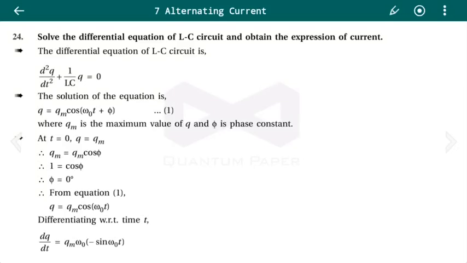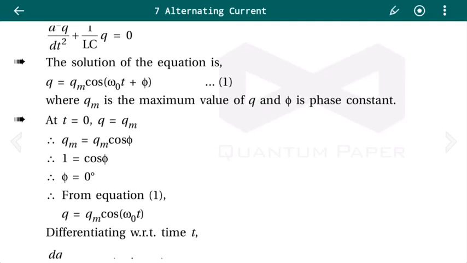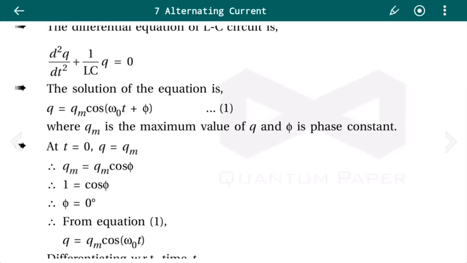Solve the differential equation of LC circuit and obtain the expression of current. The differential equation of LC circuit that we have already seen, that is d square q upon dt square plus 1 by LC q equals to 0. The solution of this equation is q equals to Qm cos omega 0 t plus phi, where Qm is the maximum value of q and phi is the phase constant.